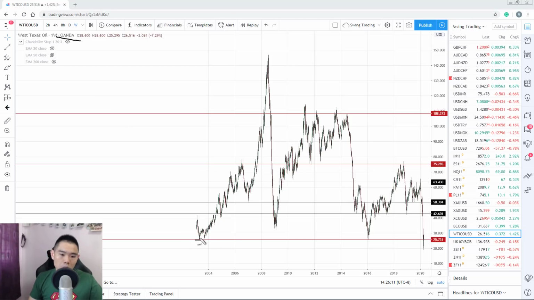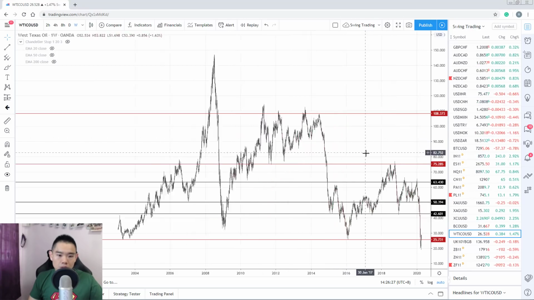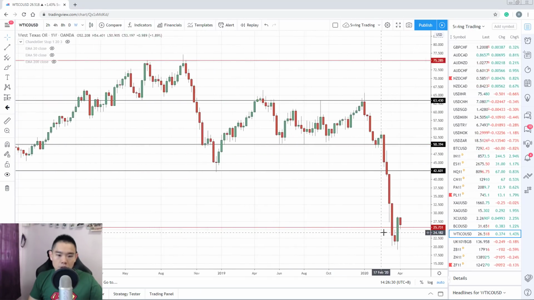So fast forward almost 17 years later, oil has now hit $20 a barrel. Multi-year lows, definitely. And what's interesting is that on the weekly time frame, you have a massive false breakdown.